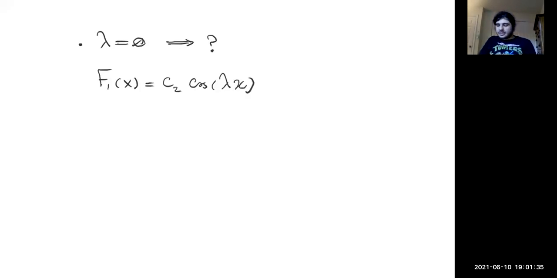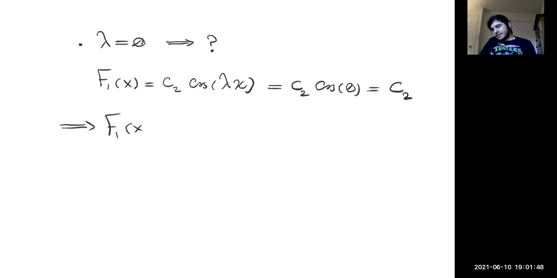Now we are saying let lambda be 0. So this would be equal to C2 cosine of 0. Therefore, it's a constant C2. So this implies f1 of x is equal to a constant C2, let's say. Okay, that is one answer.